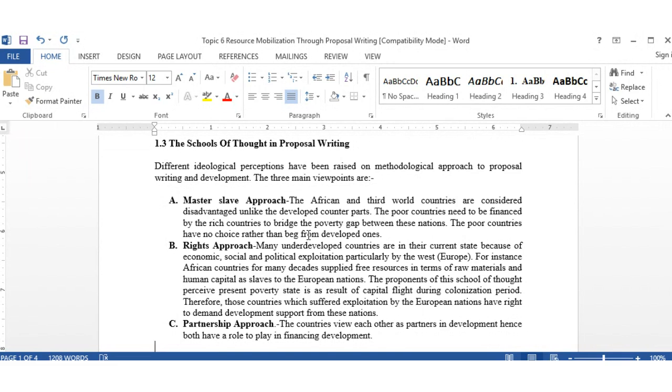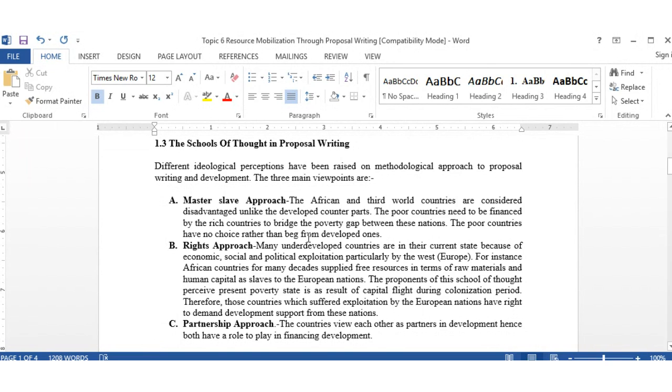So that's kind of a master slave approach, where you do not have something and then you're looking for it. I don't think that is the right approach when you're writing your proposals. The second approach is a rights approach, where the person asking for the money feels as if it's their right to be given the money. I don't think it's the right approach at this time either.